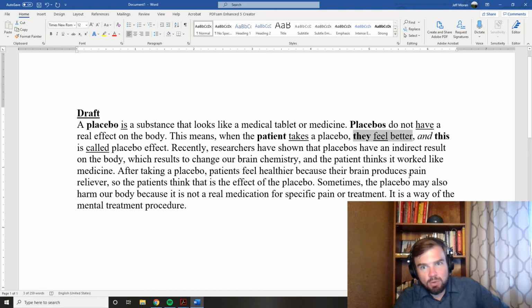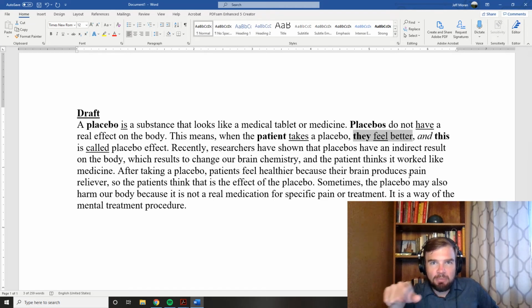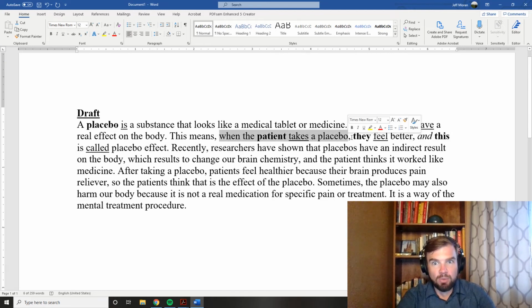Is it dependent or independent? Can it stand alone? They feel better, period. It can, right? It definitely can. So we have a dependent clause here. We have an independent clause here.